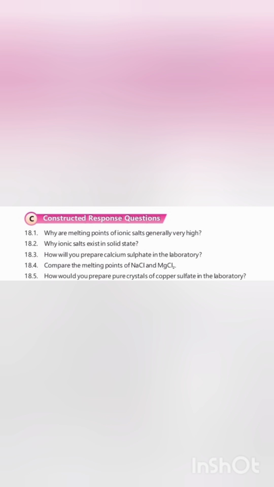Transfer the filtrate to an evaporating dish and heat it gently to evaporate the water until the crystallization point is reached. Leave the saturated solution to cool down slowly at room temperature. As it cools, large pure blue crystals of hydrated copper sulfate will deposit. Filter the crystals out, rinse them quickly with ice cold distilled water and dry them gently using filter paper. As in this procedure, we can get pure crystals of copper sulfate in the laboratory.